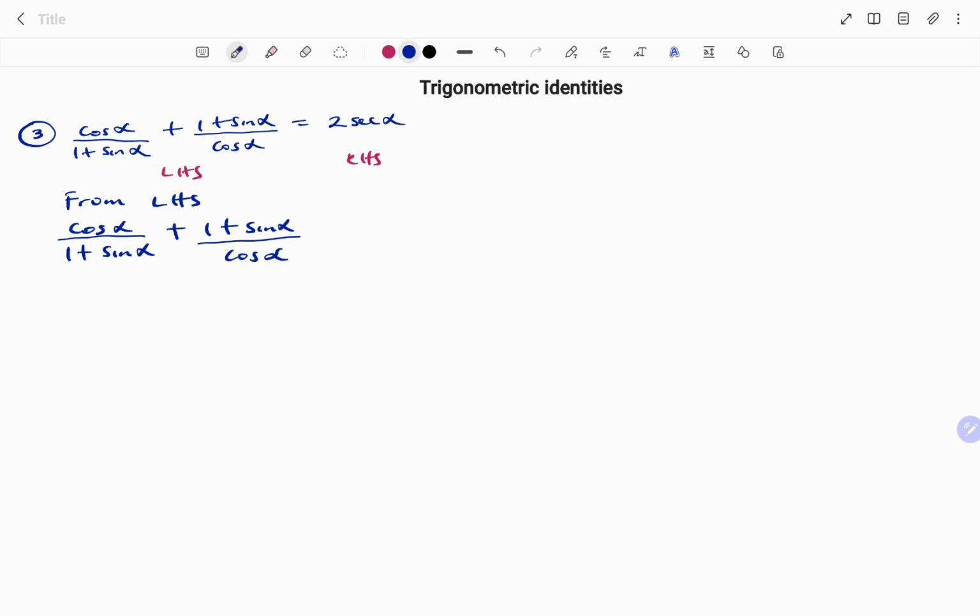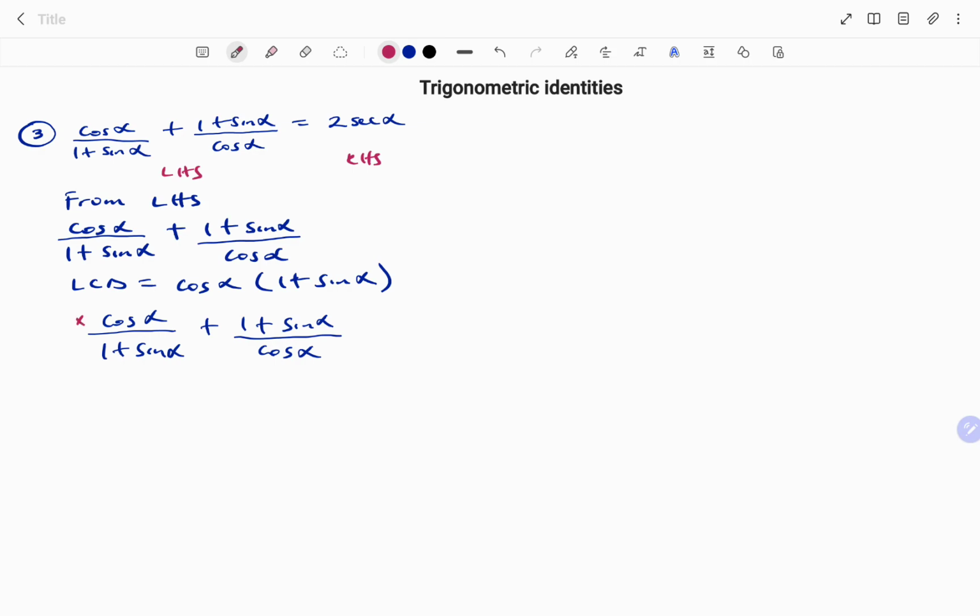So our left hand side has cos alpha over 1 plus sine alpha plus 1 plus sine alpha over cos alpha. Our LCD, or lowest common denominator, for this question is cos alpha times 1 plus sine alpha. So we have to make the denominator the same. And by doing that, on our left term, we're going to be multiplying with cos alpha in order to make the denominator the same. On our right term, we're multiplying with 1 plus sine alpha. Whatever we do at the top, we do at the bottom.